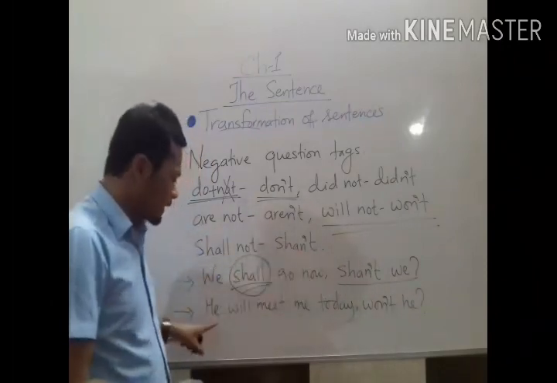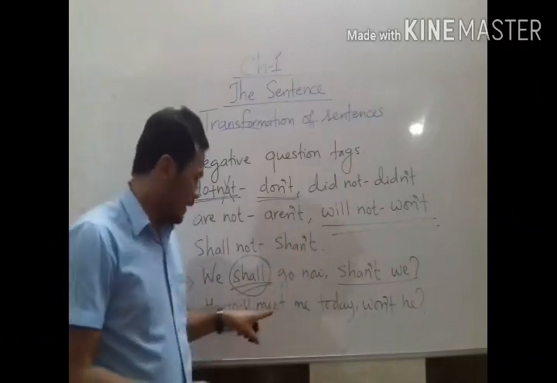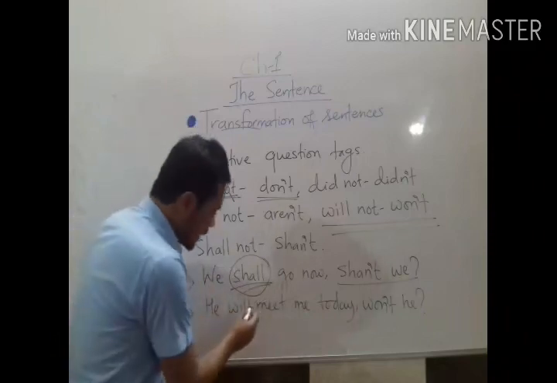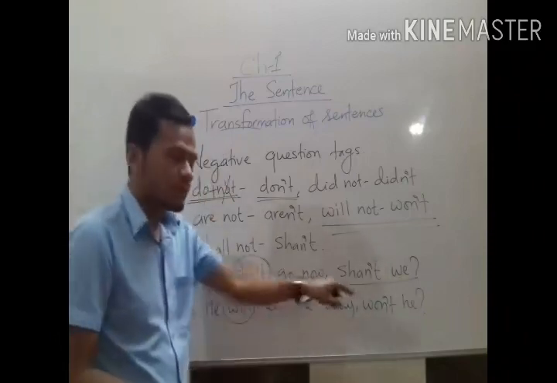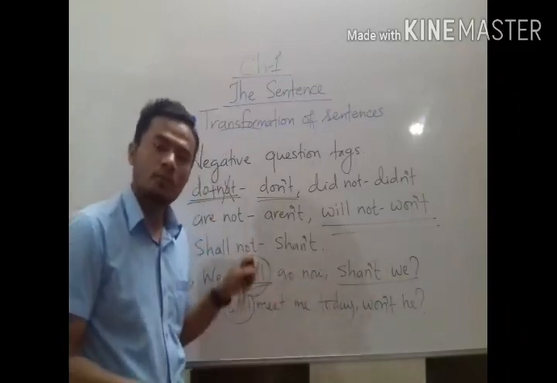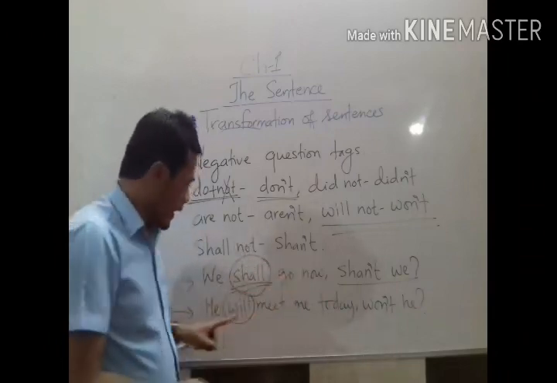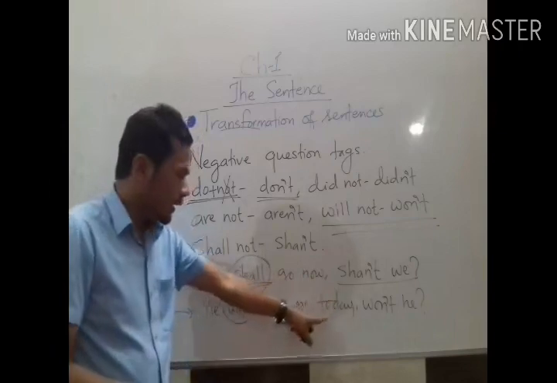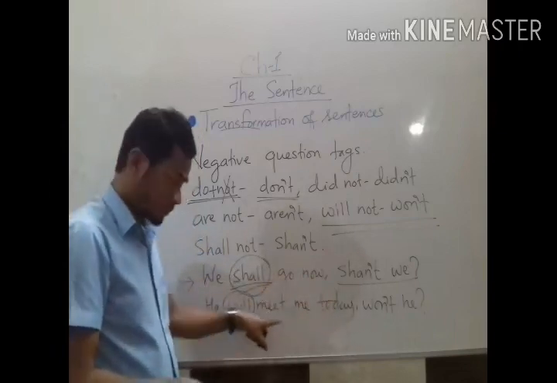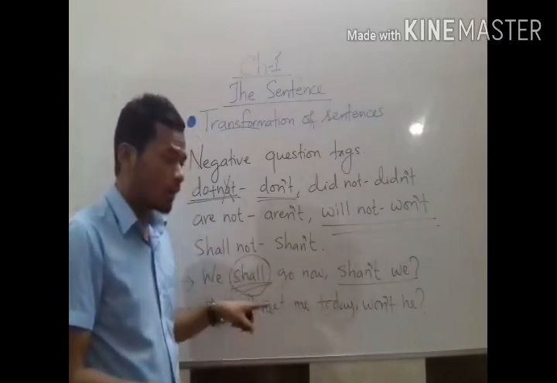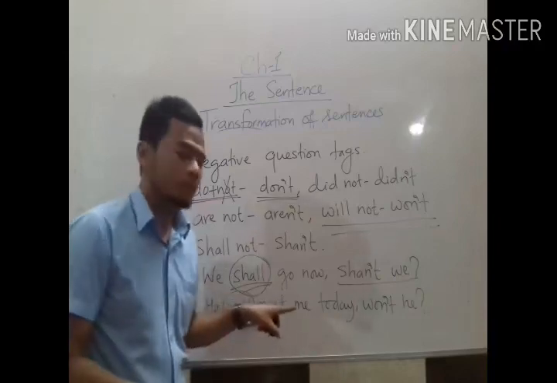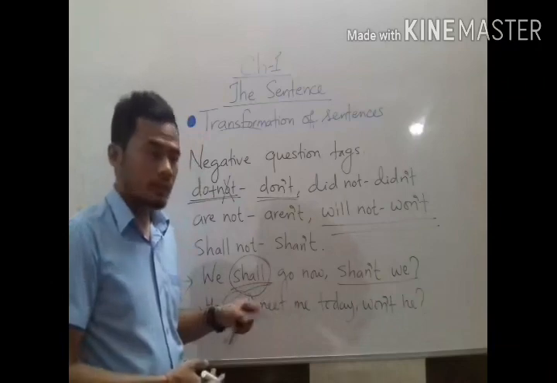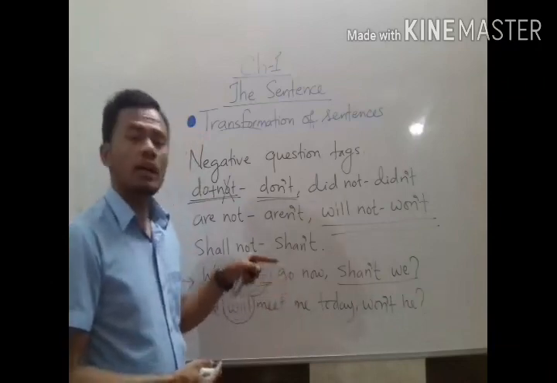Like in the same way, you will meet me today. Positive sense, helping verb will, that means the question tag will be the contraction form of will and not, that is won't. He will meet me today, won't he? If the sentence is negative, like he will not meet me today, will he? So this way we frame tag questions.